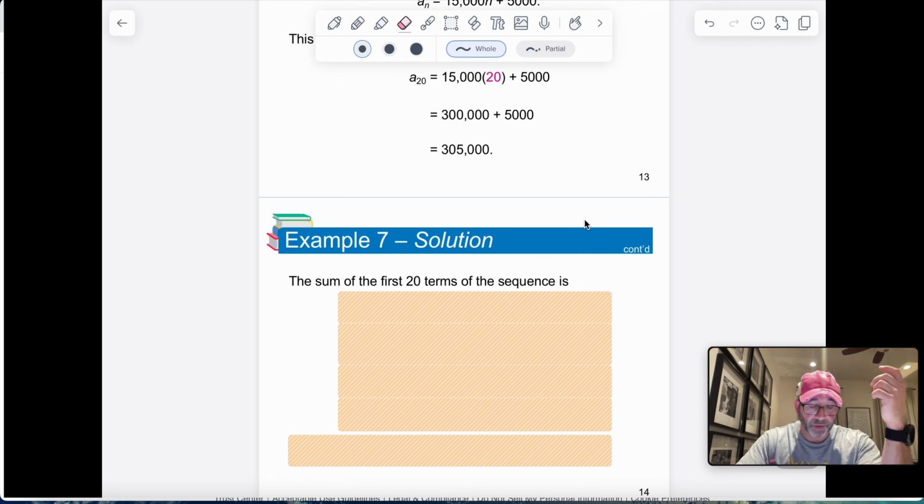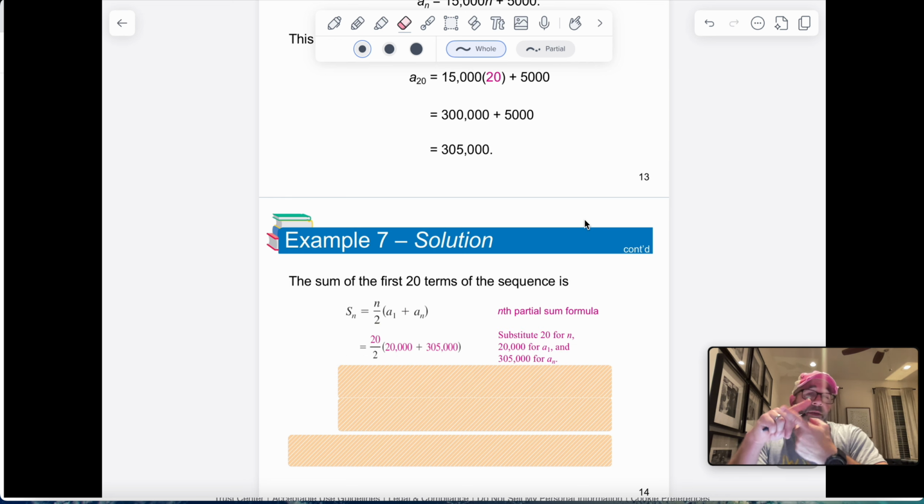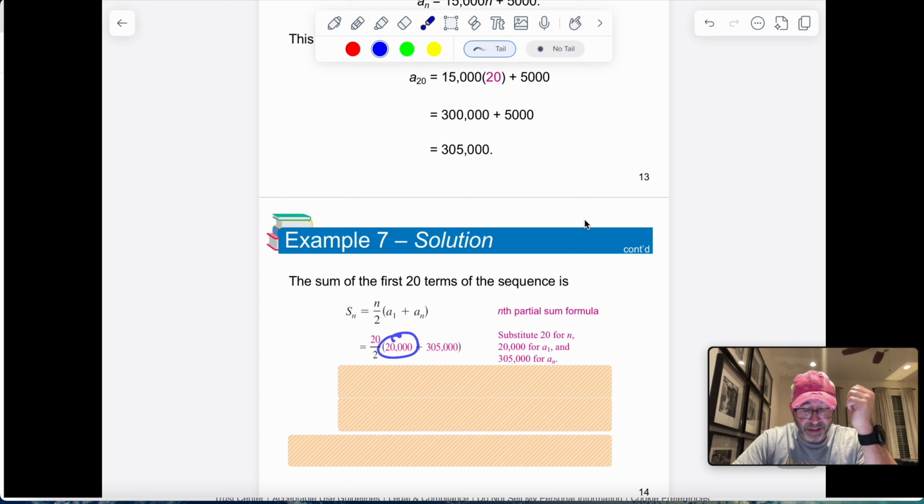Let's go ahead and put these in our formula for the sum. The sum of the first 20 terms is S n equals n over 2 times a1 plus a n. We know that there's going to be 20 total years that are going to take place. So we say 20 divided by 2. During the first year, we had 20,000. And during the last year, we had 305,000. Okay.